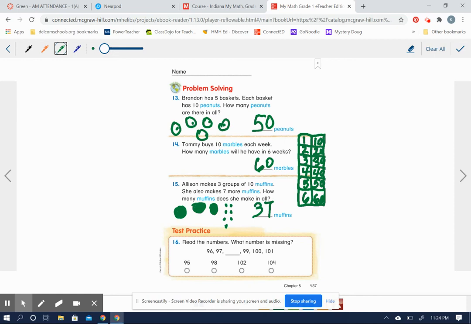All right, and the last one here says read the numbers. What number is missing? Okay, read it with me. 96, 97, 98. Oh, I skipped 98, didn't I? Here's where 98 goes. 99, 100, 101. Very good. All right, good luck on the test.